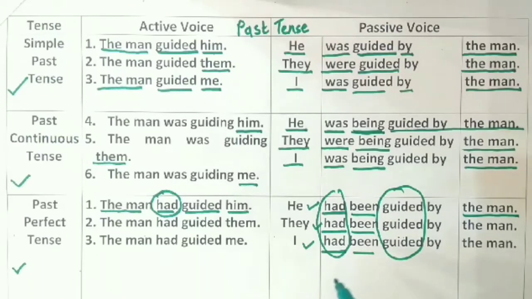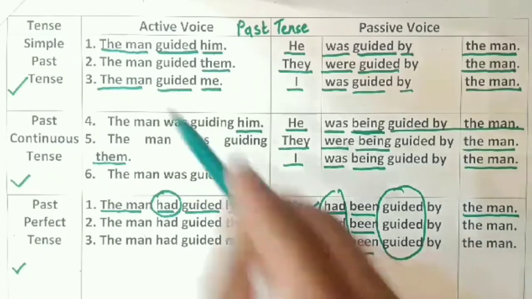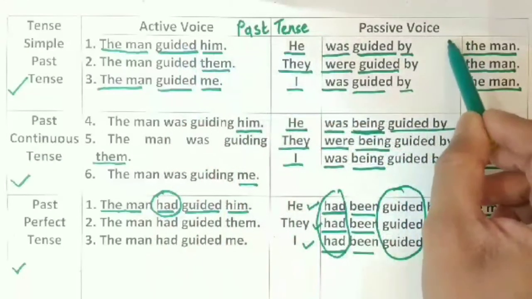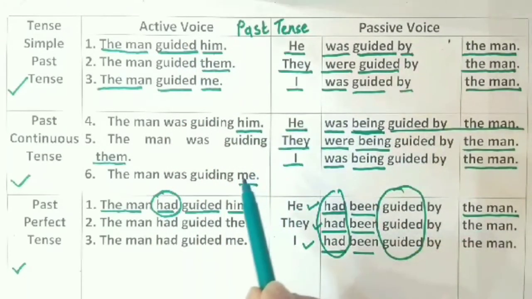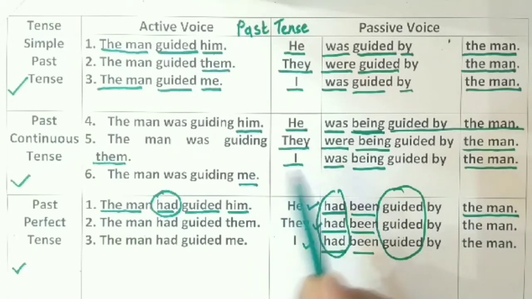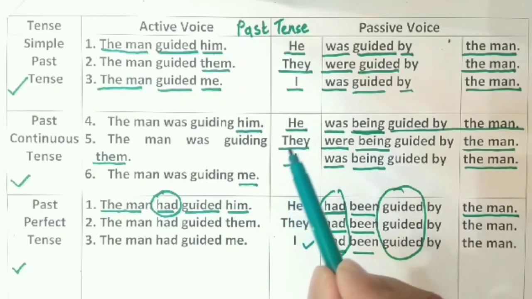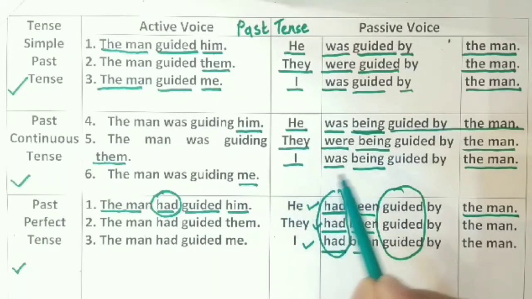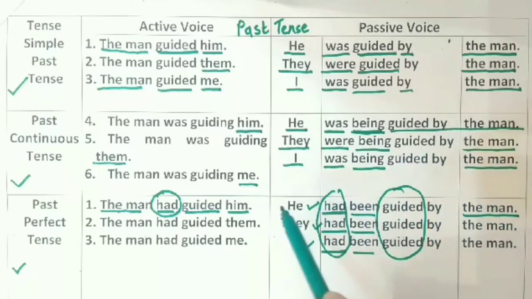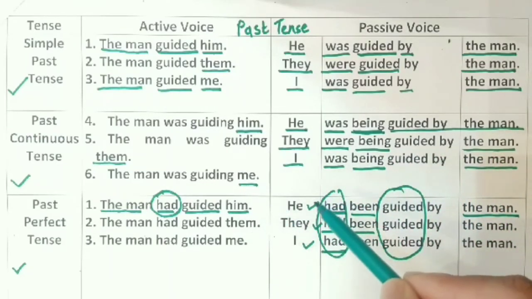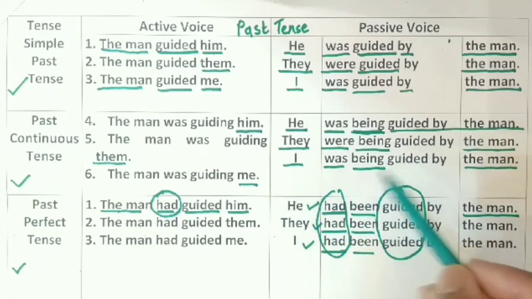So students, I hope you have understood the process, the steps, the rules of transforming active voice into passive voice. In the next session, I will explain how sentences from the simple future tense and future perfect tense are transformed into passive voice. I mean, we'll start the future tense in the next session.